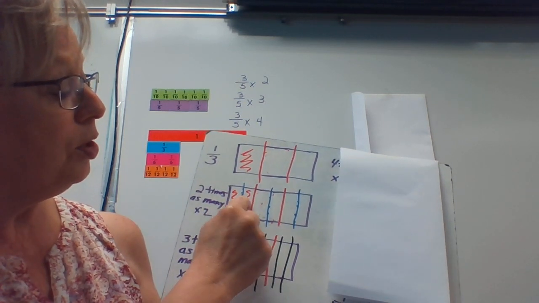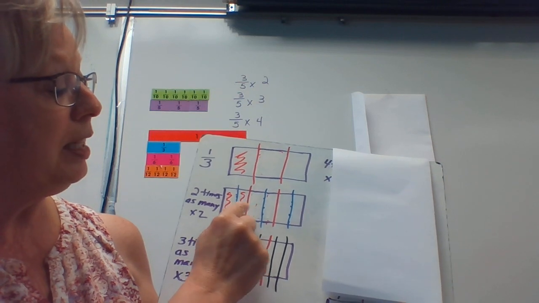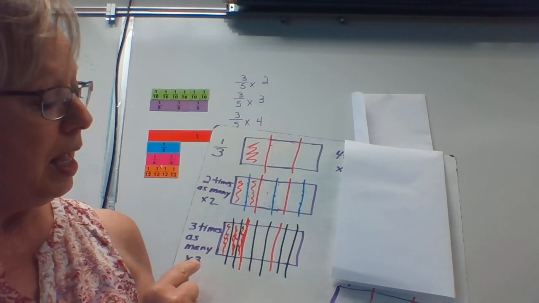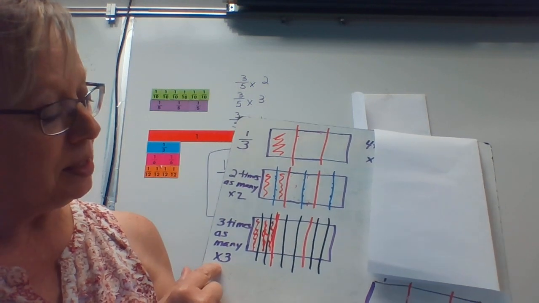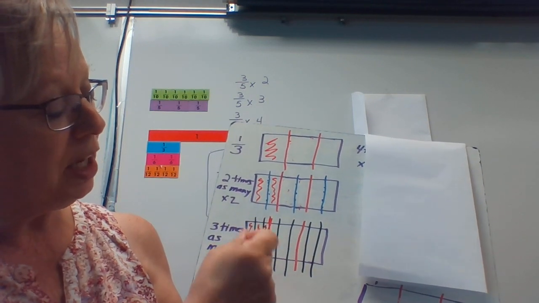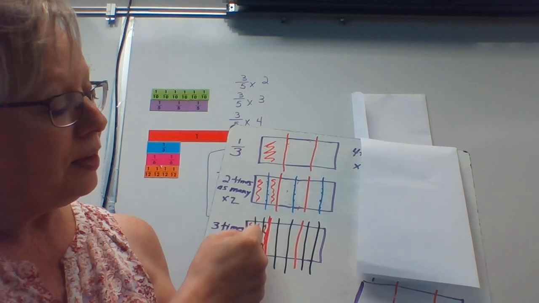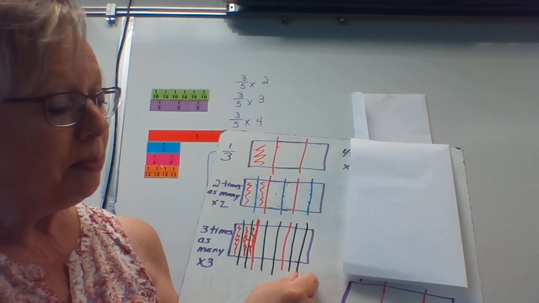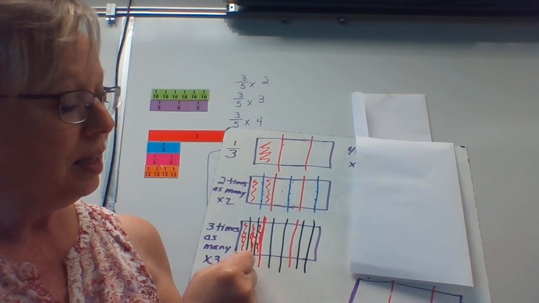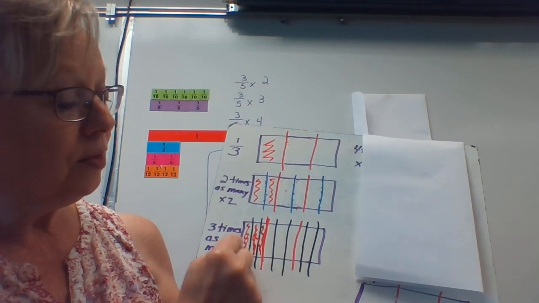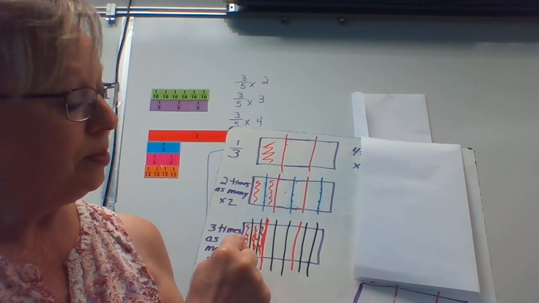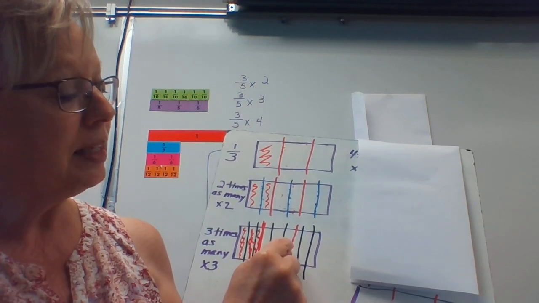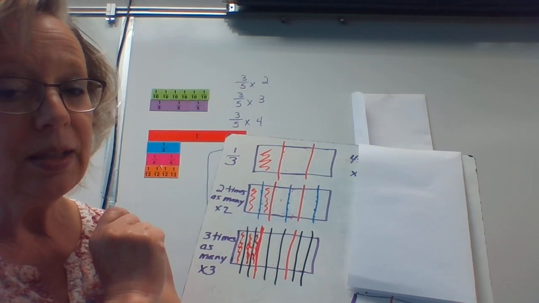So instead of just being 1/3, I now have 2 parts shaded in out of 1, 2, 3, 4, 5, 6 parts. If I wanted 3 times as many, I still have my 1/3 shaded in, but I have divided each into 3 parts. So I have 3 times as many pieces. I still have 1/3 of that whole shaded in, but now I've shaded in 3 out of 1, 2, 3, 4, 5, 6, 7, 8, 9 parts.